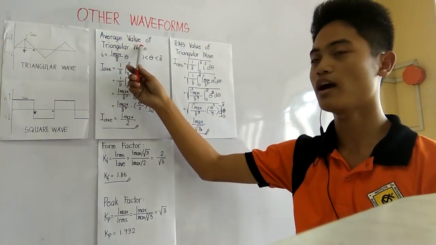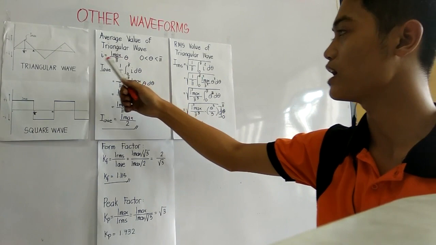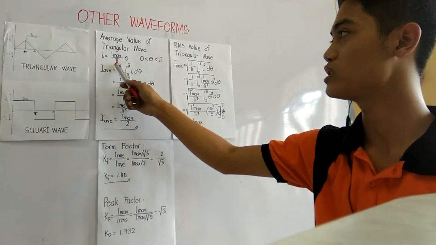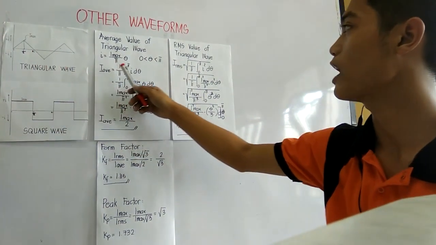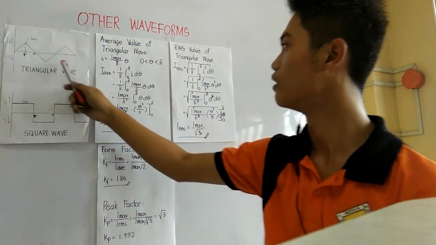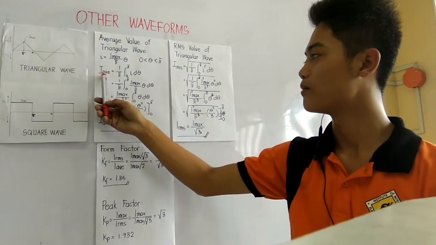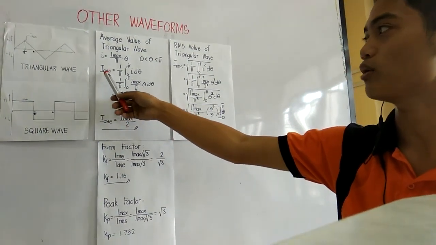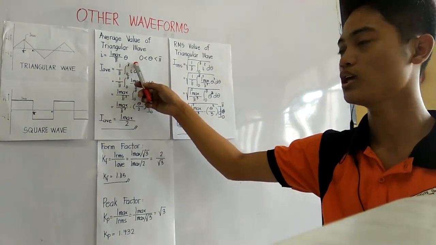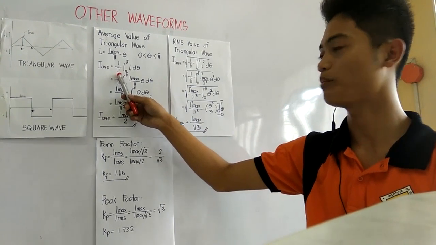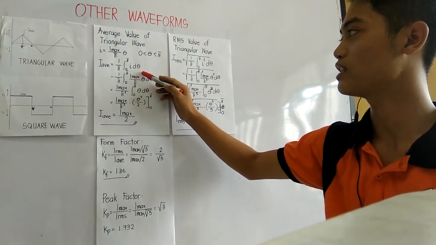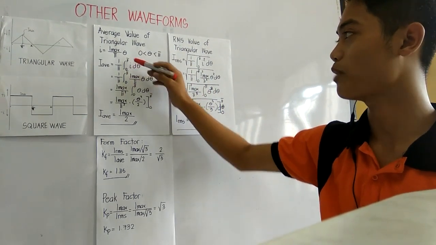So in finding the average value of a triangular wave, its instantaneous current is given in the form of maximum current over pi, which is its half cycle period, times theta, where theta is in between 0 to pi. So average value is given in the form of 1 over T integral of f(t) dt from limits of 0 to T, and our T here is equal to pi. Therefore, 1 over pi integral of I d theta from the limits of 0 to pi.